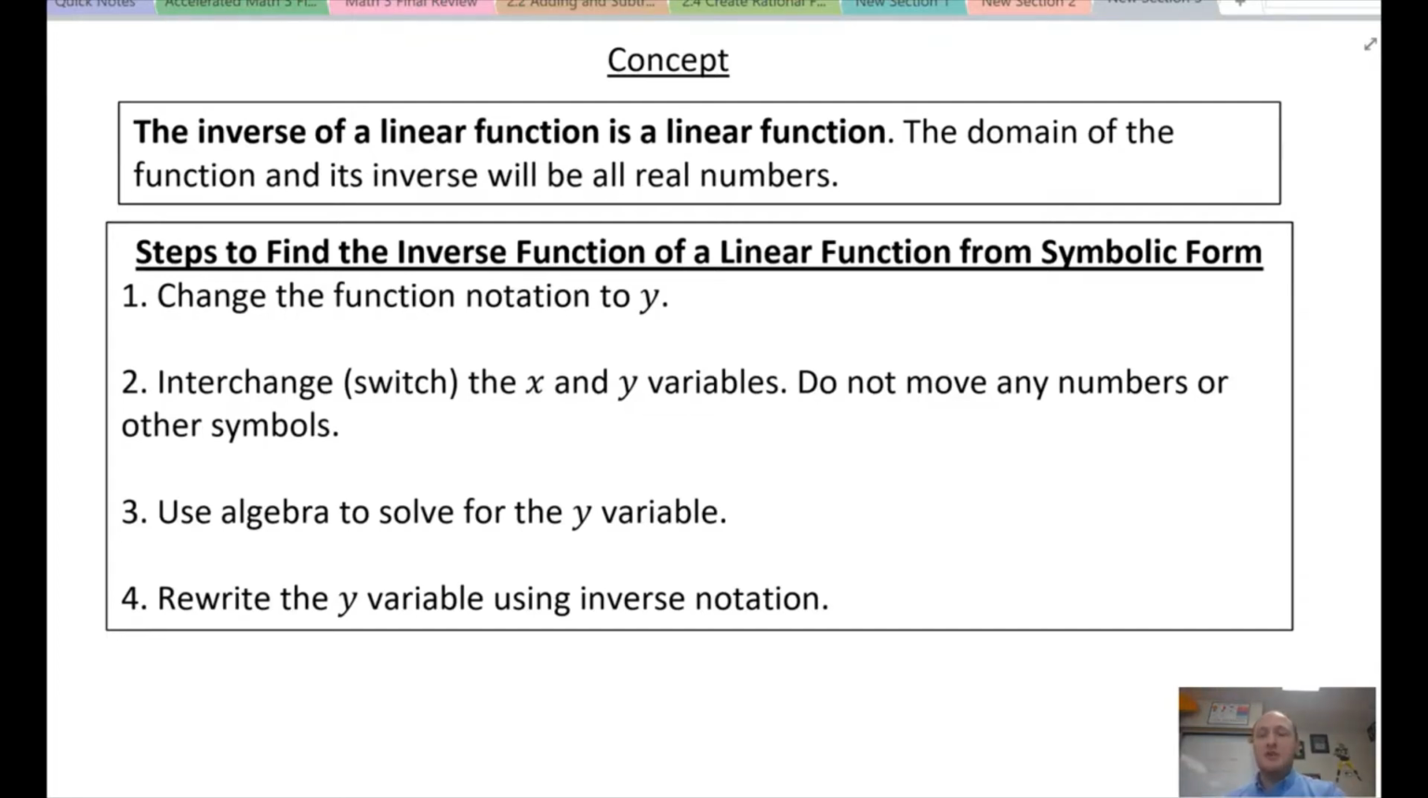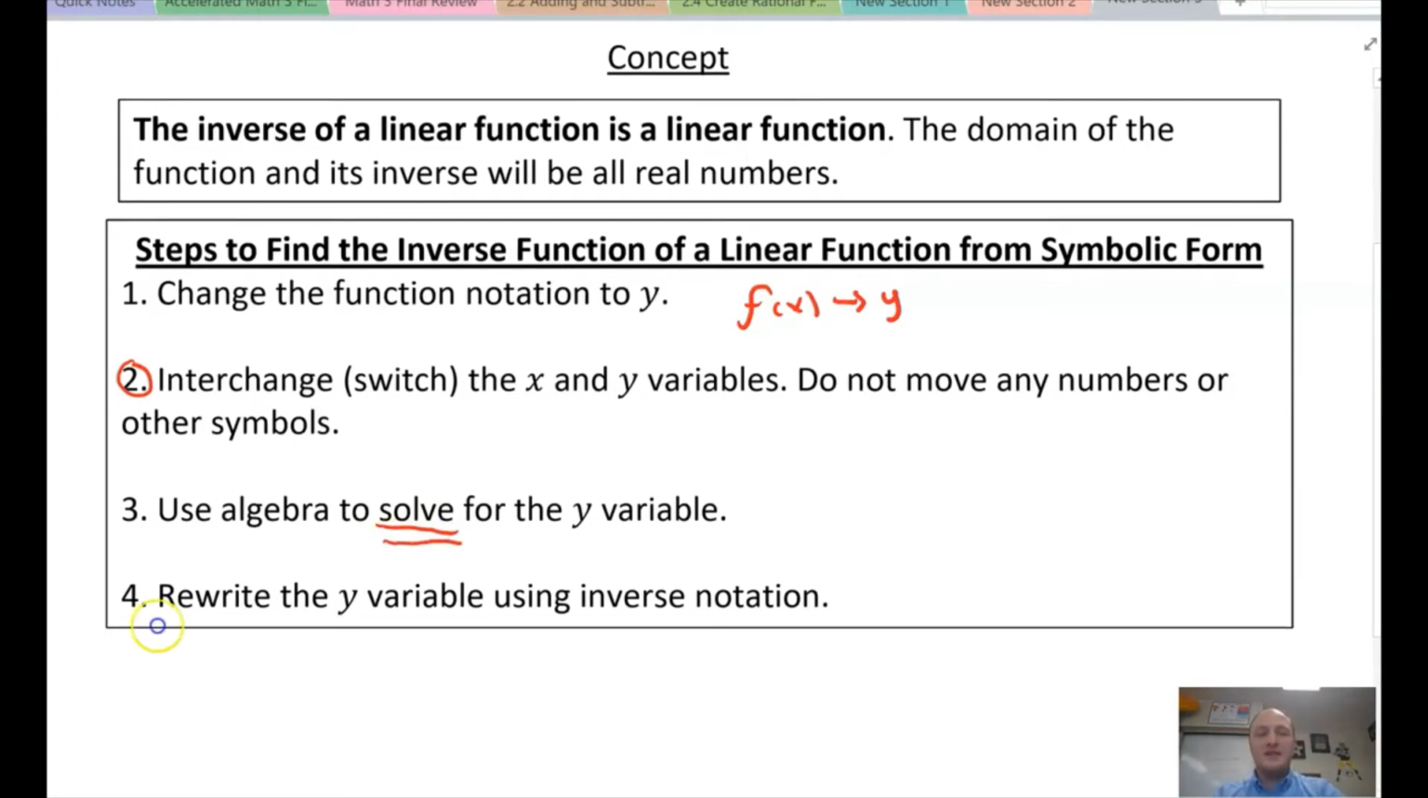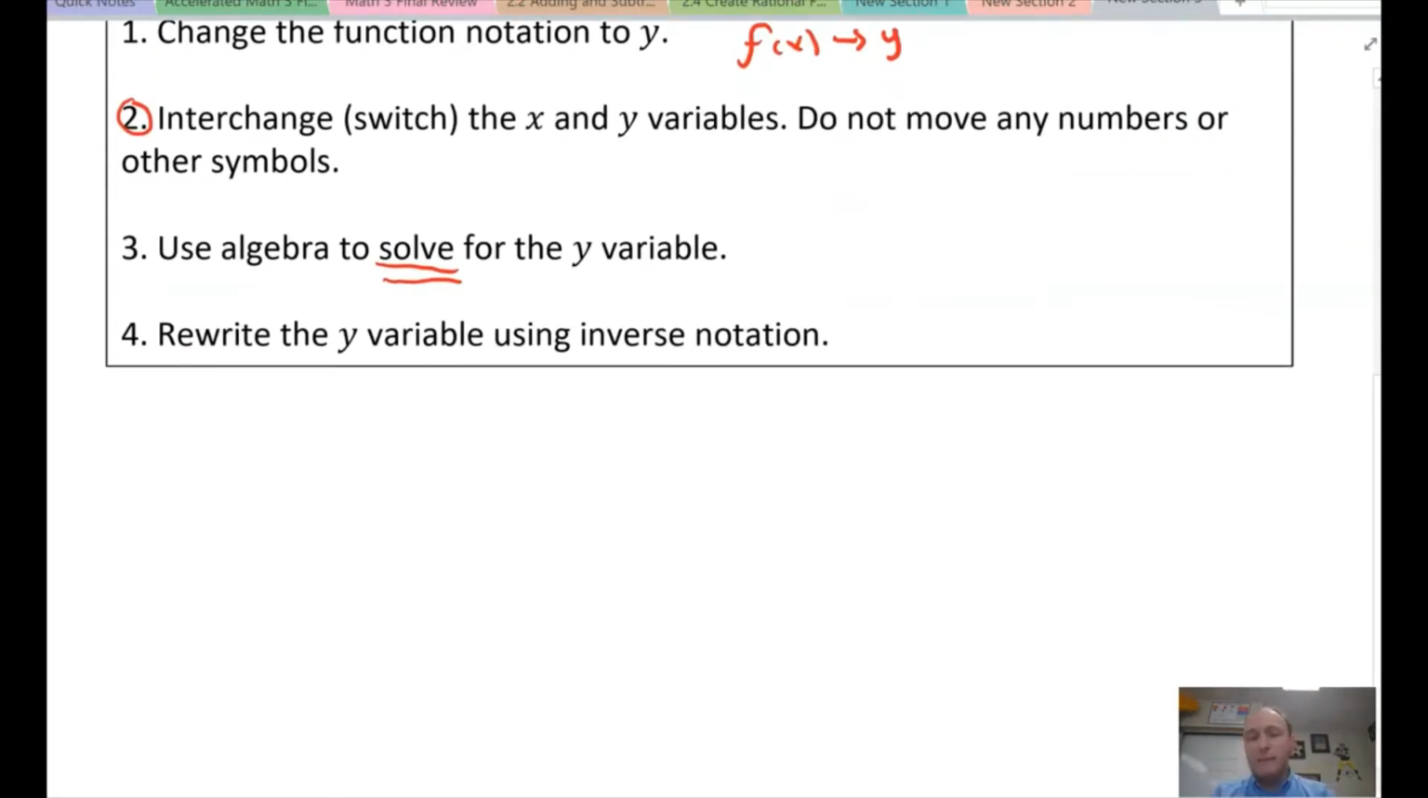Step 1, change the function notation to y. I'm going to take f of x, or g of x, whatever its name is, and switch to y. The reason for this is step 2. Step 2, switch your x and your y values. That's it. Step 3, solve algebraically. You just want to solve it. Then step 4, change the y variable back to inverse notation. If our function was f of x, this is f inverse of x. Say it with me, f inverse of x.